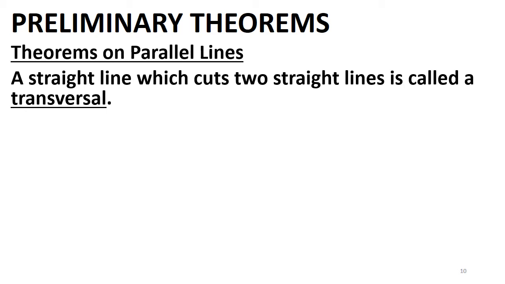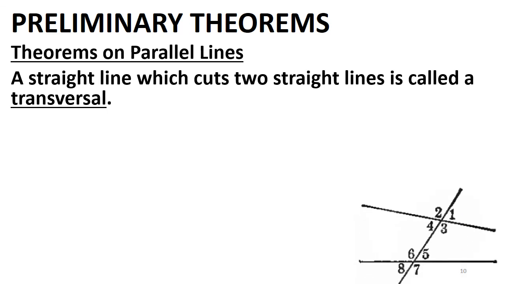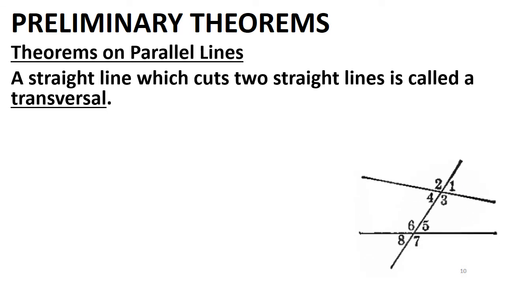Kung meron tayong straight line which cuts two other straight lines, ang tawag natin dun sa kumate is transversal. Kagaya nito. So, yung transversal natin is yung nag-iisang line na kumate sa dalawang straight lines. So, ito po yung transversal line. And these two are yung kanyang kinat.